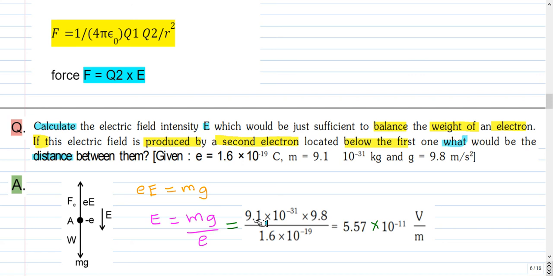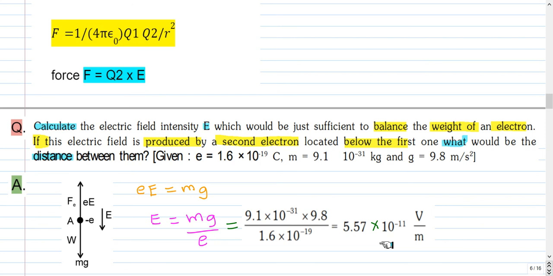Putting the values of the mass of the electron, acceleration due to gravity, and the electron charge, we get this electric field intensity as 5.57 into 10 to the minus 7 volt per meter. So if we have an electric field of this much intensity, it will balance the weight of the electron, and the electron will be at rest.